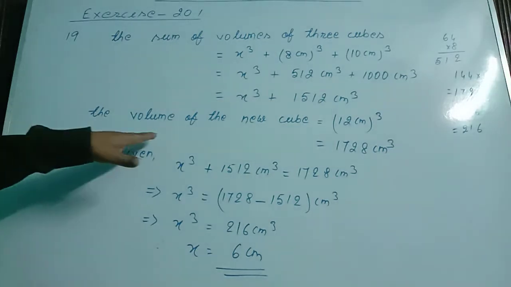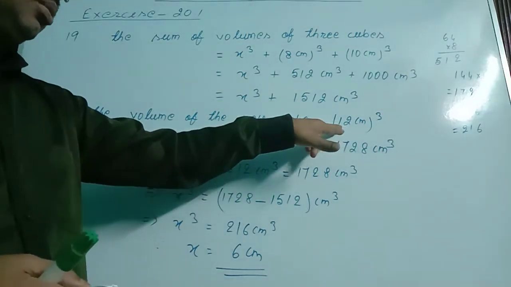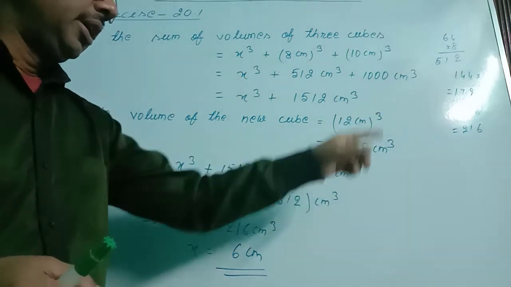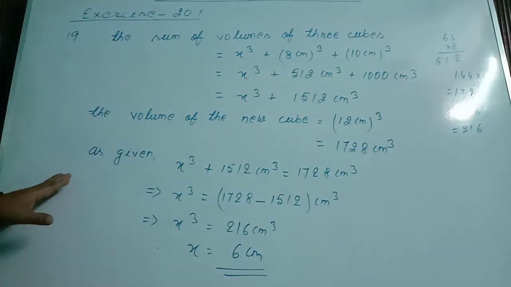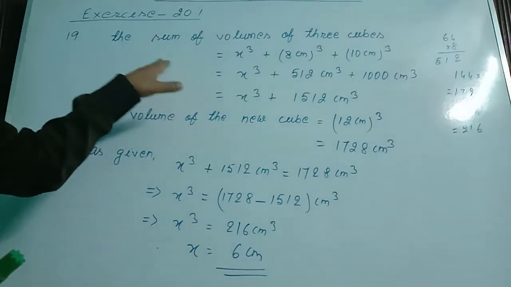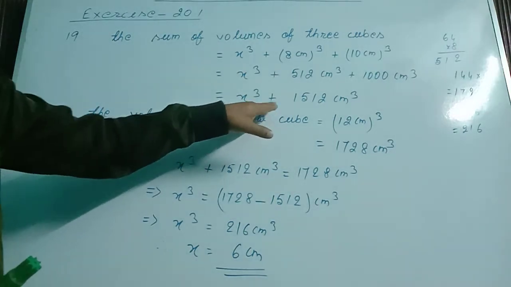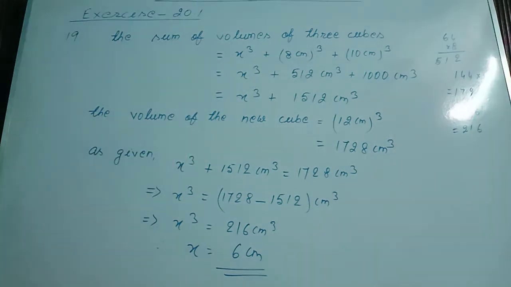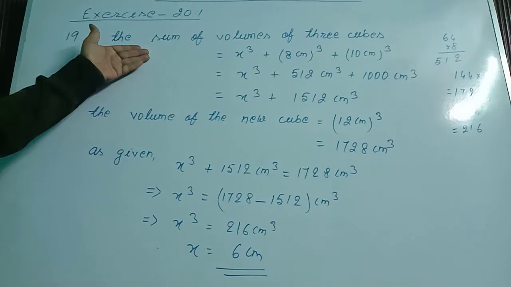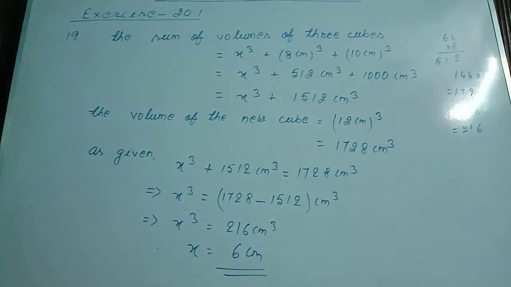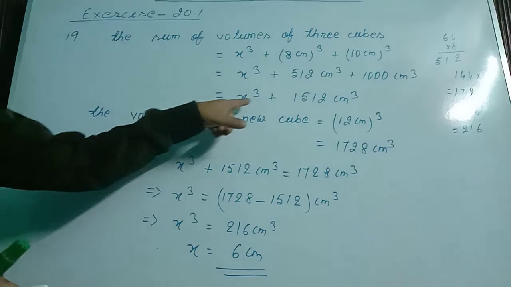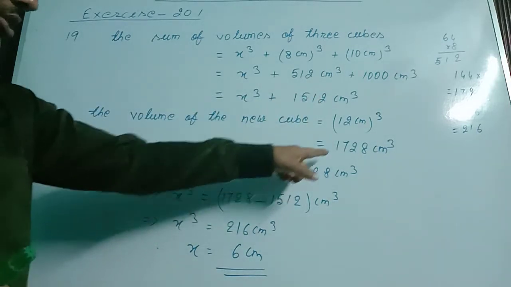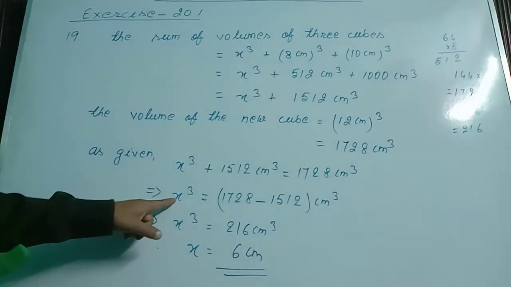So the volume of the new cube, whose edge is given in the question as 12 centimeter, is 12 centimeter whole cube, that is equal to 1728 centimeter cube. As given, the sum of volumes of these 3 cubes is equal to the volume of the new cube, because these 3 are melted and one new cube is recast. So I have written here x cube plus 1512 centimeter cube equal to 1728 centimeter cube.